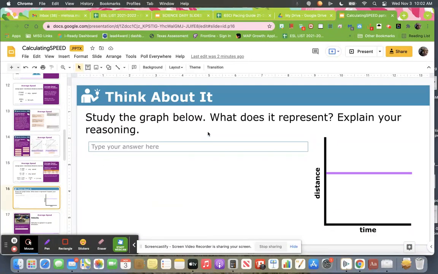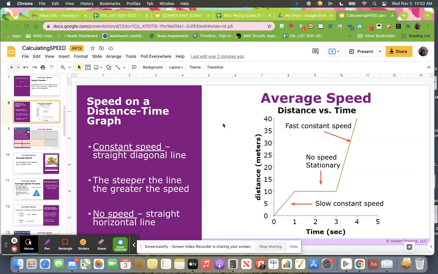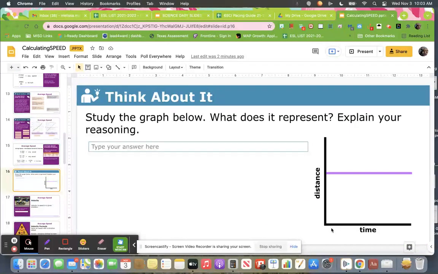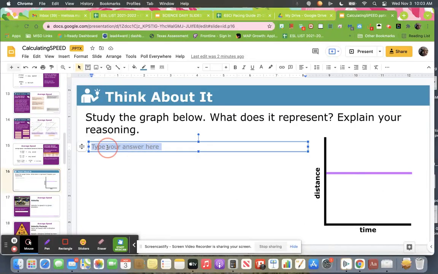So study the graph below. What does it represent? Explain the reasoning. Well, thinking about it, if you remember when I went over the slide that looks like this, there's no speed. If you have a graph that looks like this, time doesn't stop. Time increases, but you can see their distance didn't do anything. So as time is increasing, their distance is staying the same, meaning they're at rest. Whether someone's traveling and they stop for lunch or whatever the case is, they are at rest. So type something in along the lines of what we just said, that there's no speed. There's nothing going on here. They're at rest.